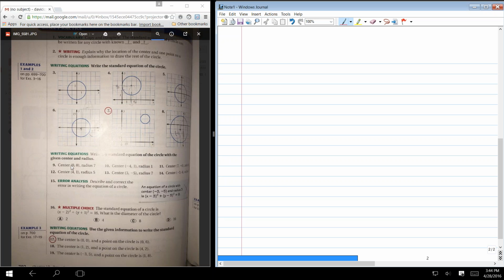So notice that 9 through 14 are actually easier, right? Mm-hmm. Because you don't have to figure out where the center is. You don't have to figure out what the radius is, like we had to do on the 6 graphing problems. On 9, they give you the center and the radius. So what's the equation for 9?